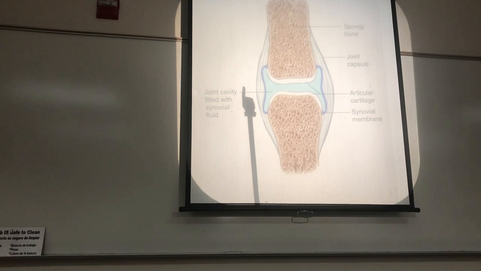But the synovial membrane is really thin. It's pretty fragile. It's not very strong. By itself, it would never be able to hold these bones together while the joint's in motion.